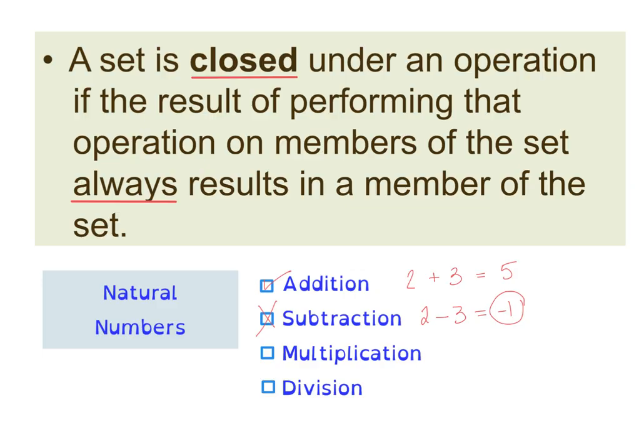If I look at multiplication, if I multiply any two natural numbers, I will get a natural number. So it is closed for multiplication. However, with division, 2 divided by 3 is a rational number, not natural, and so it is not closed for division. And so if you can give just one example where it does not fall within that set, then it is not closed for that particular operation.